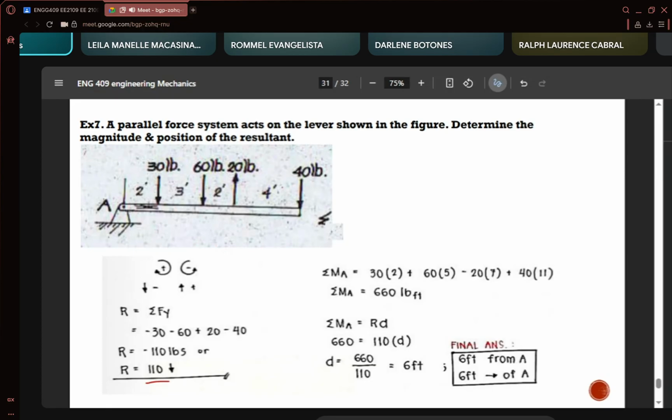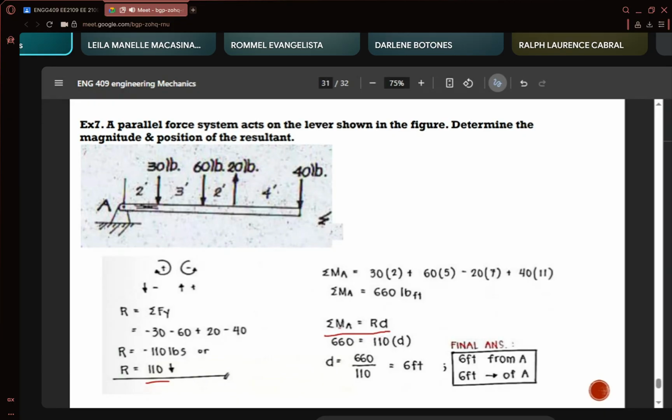So again, we're dealing with vertical forces, so we only need summation of forces in y. Following the sign convention, we have 30 downward, so negative 30, 60 downward, negative 60, 20 upward, positive 20, and 40 downward, negative 40. So you'll have 110 pounds going down because it's negative.